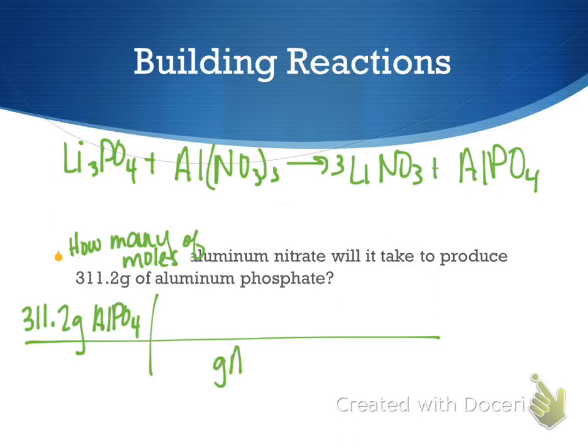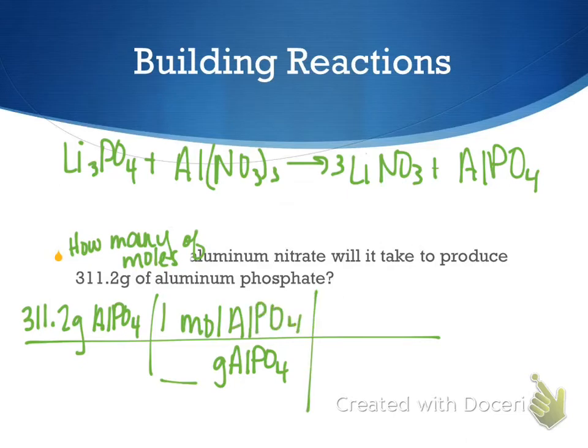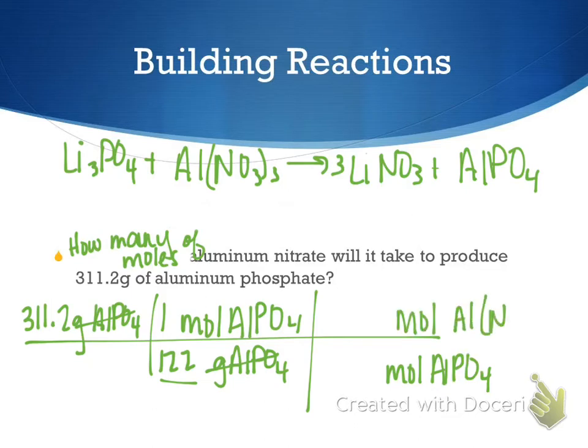Okay, so we get grams of aluminum phosphate canceled. We go to moles of aluminum phosphate. The molar mass of aluminum phosphate is, somebody have that for me? Okay, thank you. 122 grams in 1 mole. So I've canceled grams of aluminum phosphate. Now I want to go from moles of aluminum phosphate to moles of aluminum nitrate.